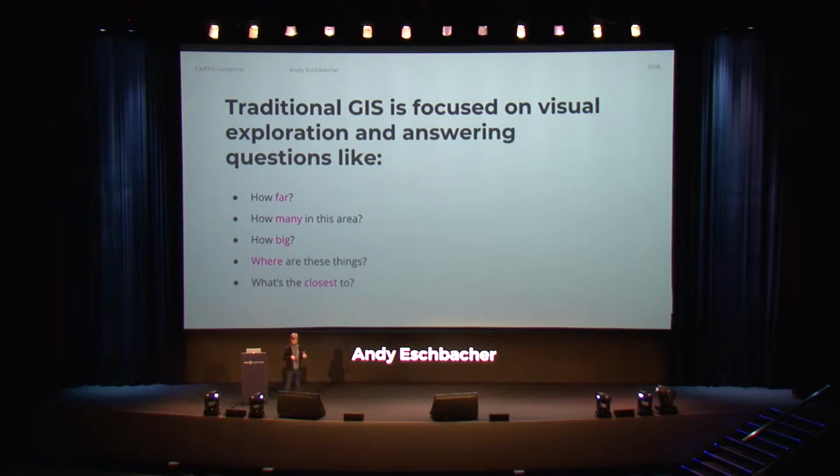How many are in this area? That would be something like a count, or maybe a point-in-polygon operation. How big is it? That could be area, or the bounding box, or any other similar operation. Where are these things? Maybe you would have some more context of where this event occurred based on some geographic boundary. And what's the closest to? So you might have some nearest operation that you're trying to understand.